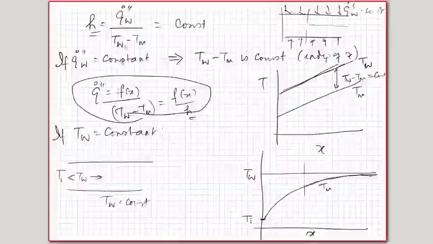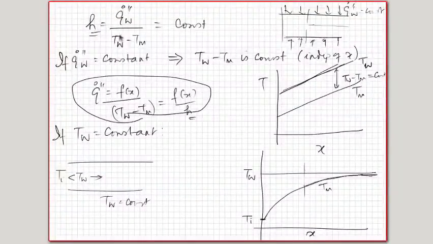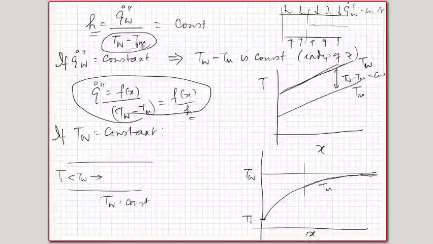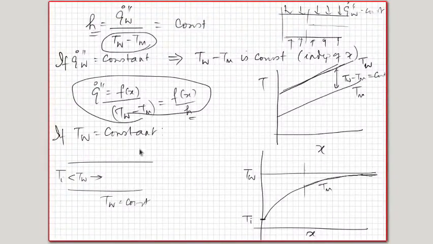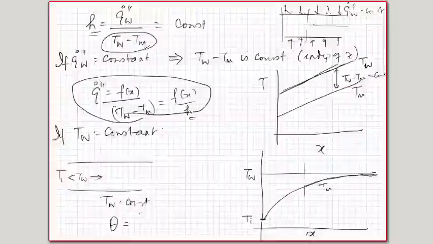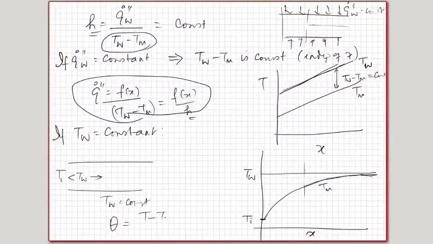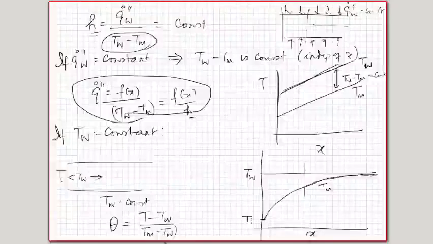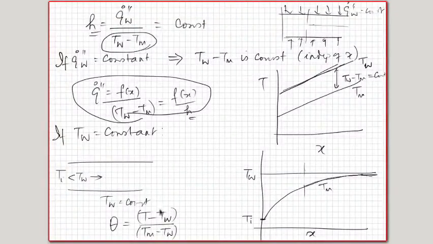So it goes to a state where h becomes a constant, or the heat transfer scales with T wall minus T mean. So if I define the temperatures with this T wall minus T mean as a scaling parameter, suppose I say theta, which is a non-dimensional temperature, is equal to, let us say, T minus T wall divided by T mean minus T wall.